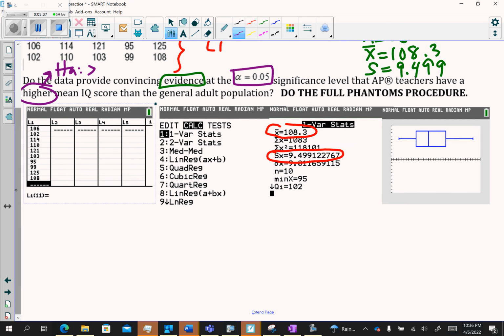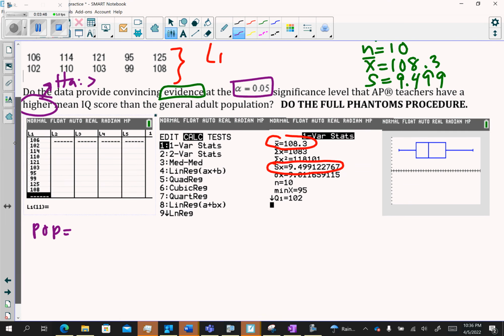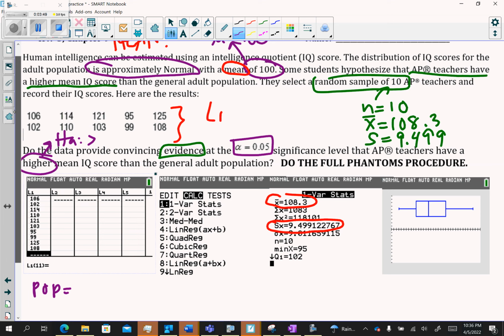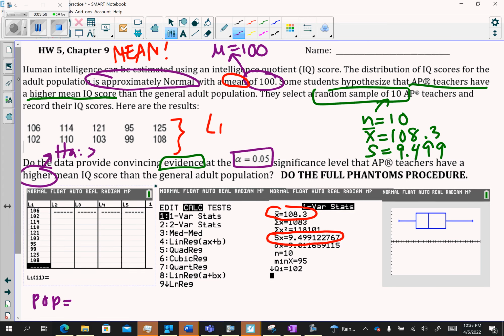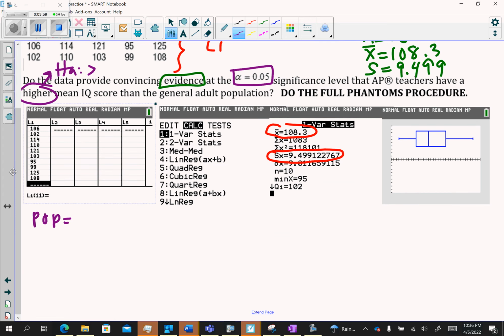All right, so let's start with our P step. Step 1, state the population of interest and the parameter of interest. So the population of interest, remember, this is the part where you guys are having a little trouble. The sample is taken from the population. So it said a random sample of 10 AP teachers. So that would be taken from all AP teachers because it said it was a sample of AP teachers. So the population is all AP teachers. It's not all teachers. It's a sample of AP teachers, so the population is all AP teachers.